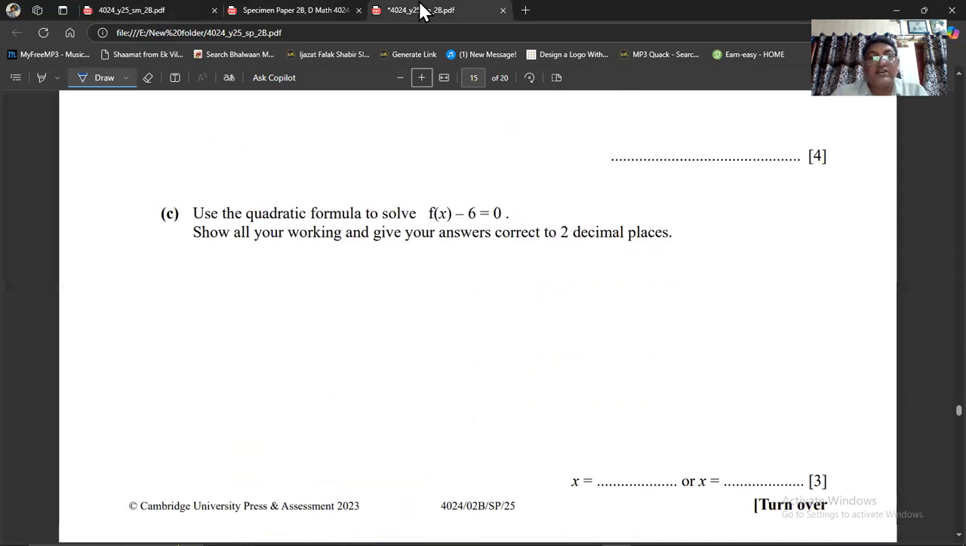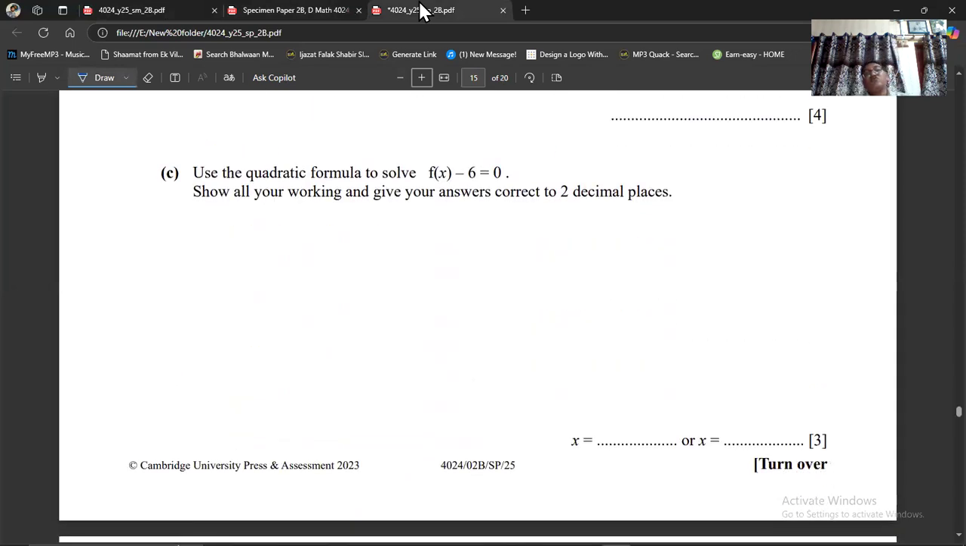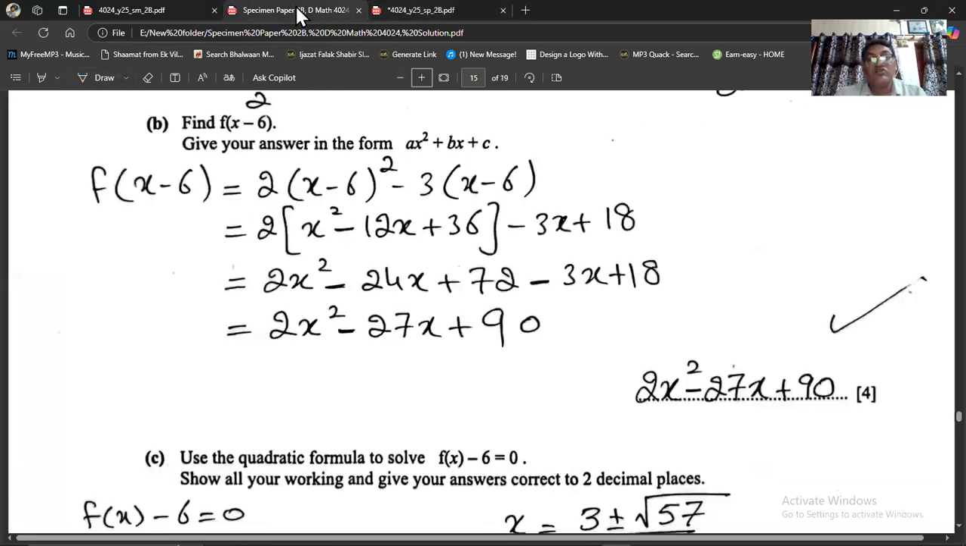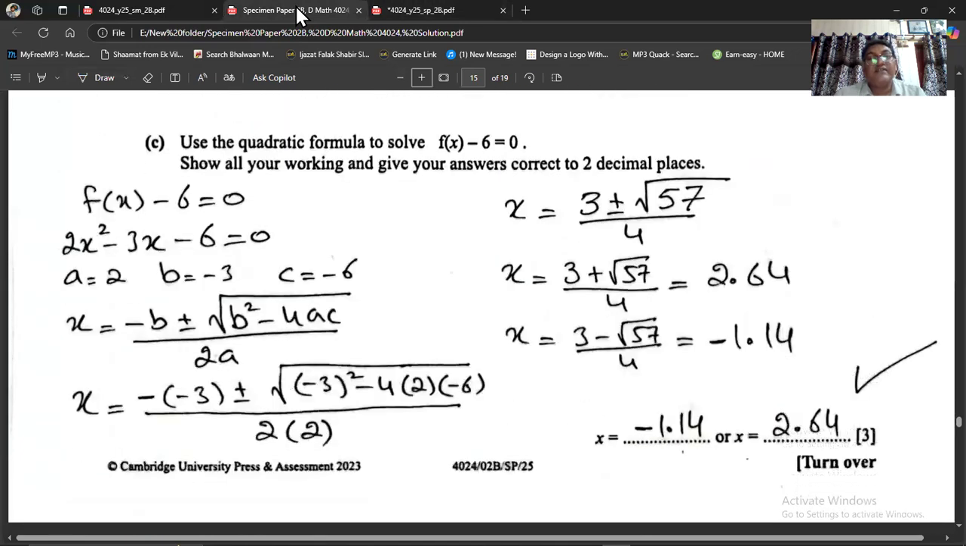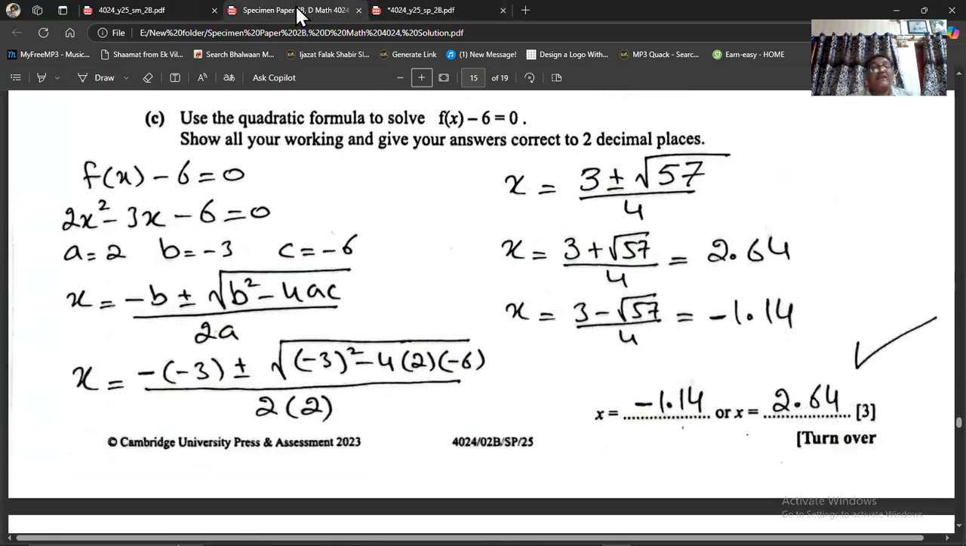Now question number 19 and its C part, he says use the quadratic formula to solve f of x minus 6 equals 0. Just put the formula of f of x here. A quadratic equation will be formed, then you can find its solution up to 2 decimal places. We know the formula for f of x, that is 2x squared minus 3x, and then minus 6 equals 0. a is 2, b is minus 3, c is minus 6.